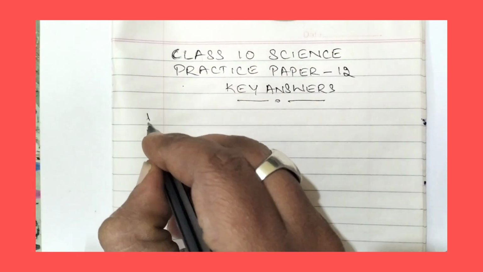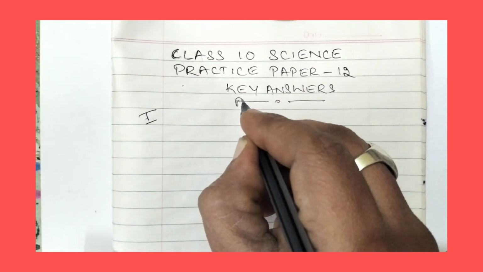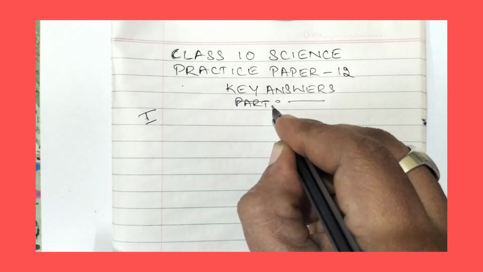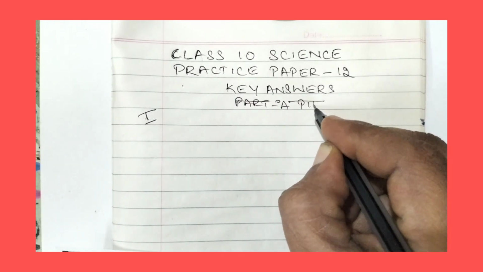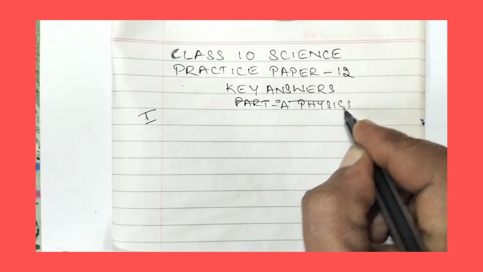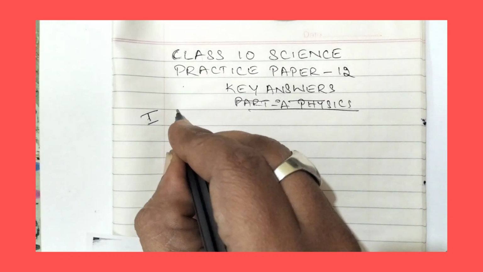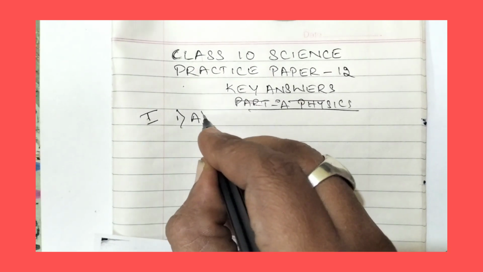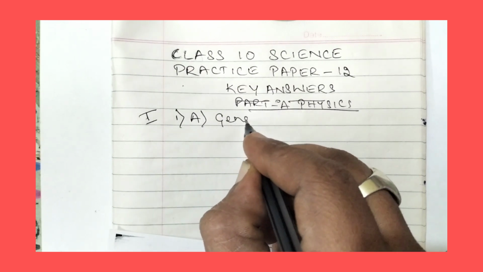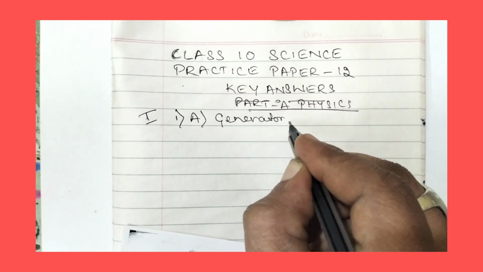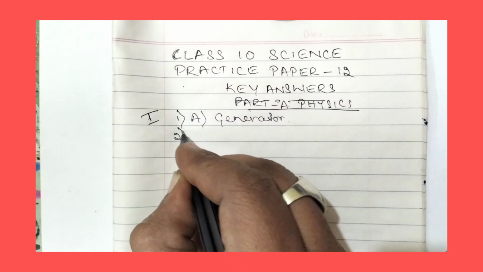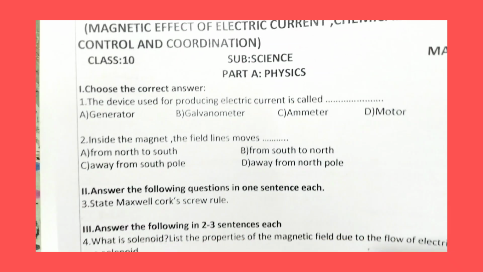So generator is a device. This is part A physics. So the first question is option A, that is generator. Generator is used to generate electricity. Now let us move on to the second question.